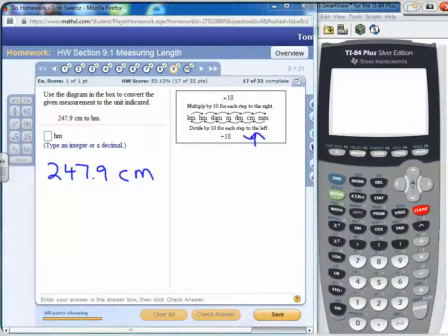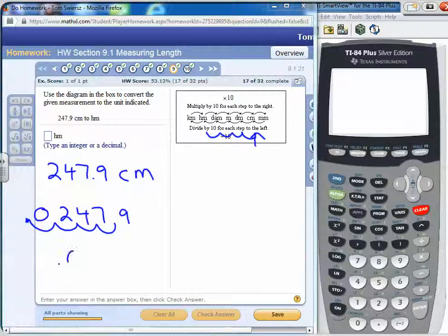Hectometers, centimeters to hectometers is 1, 2, 3, 4 jumps to the left. Centimeters is decimeters to meters to decameters to hectometers. So 4 jumps from the right to the left. So we're going to take this decimal where it is now, and we're going to go 4 places to the left. 1, 2, 3, 4. Put it here. We'd have to add 1 zero.